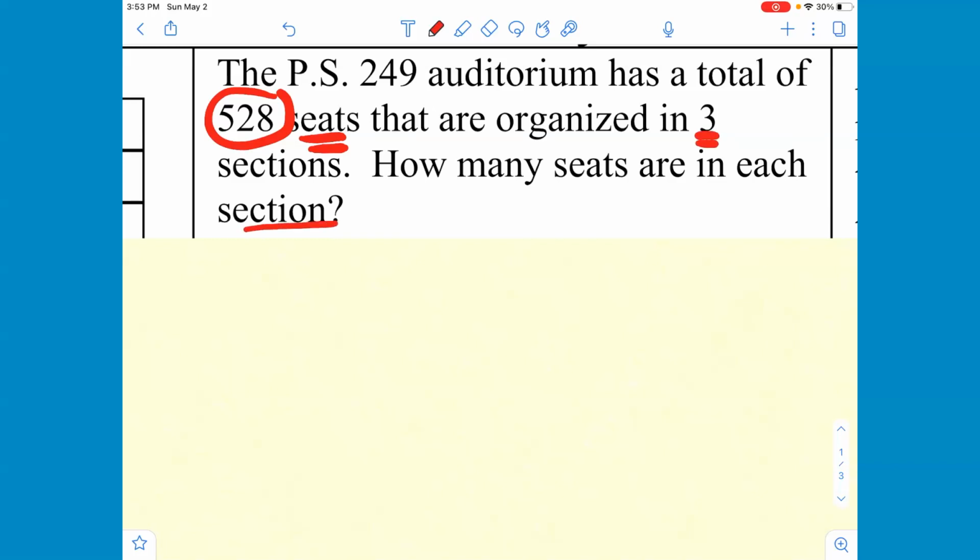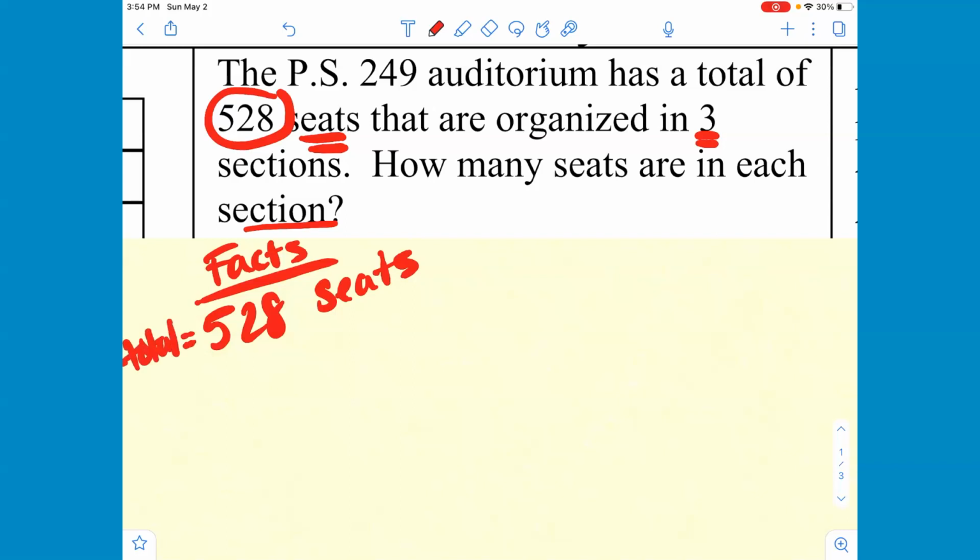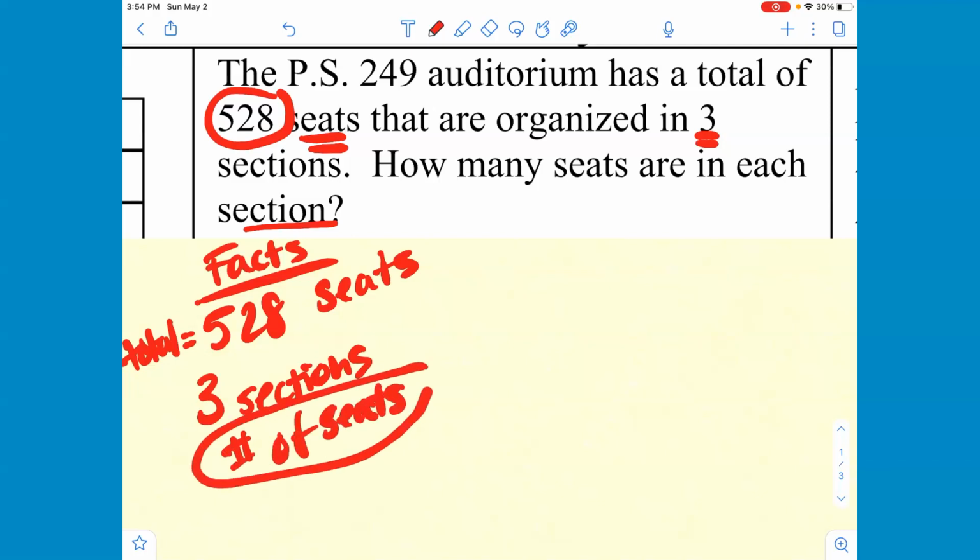So I'm closely reading the problem, and I want to organize my facts. I know that there is 528 seats. That is my total. So I'm just going to write total 528, and I know that there's 3 sections, and I'm finding out the number of seats in each section. Number of seats is what I'm finding out. Just going to circle that because that's what I'm looking for.